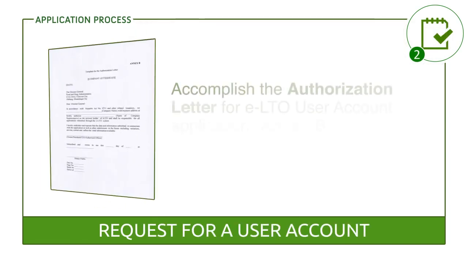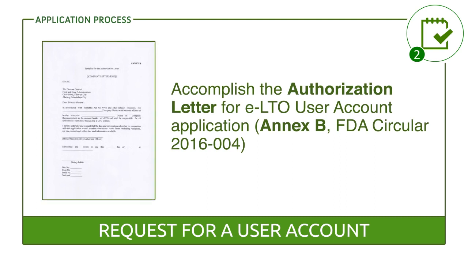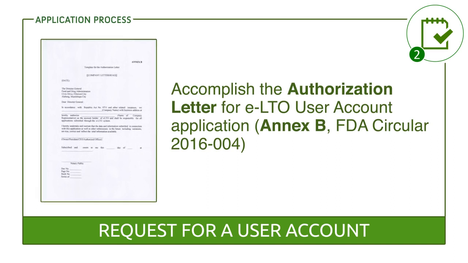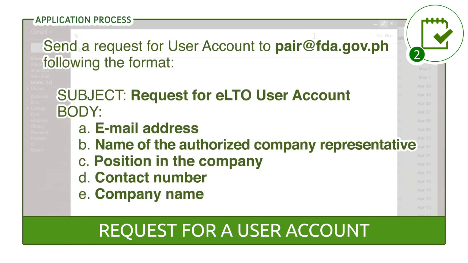Step 2. Request for user account. Accomplish the authorization letter for ELTO user account application, which can be found on Annex B, FDA Circular 2016-4. Send a request for user account to pair@fda.gov.ph following the format. Subject: Request for ELTO user account. Body: A. Email address, B. Name of the authorized company representative, C. Position in the company, D. Contact number, or E. Company name.